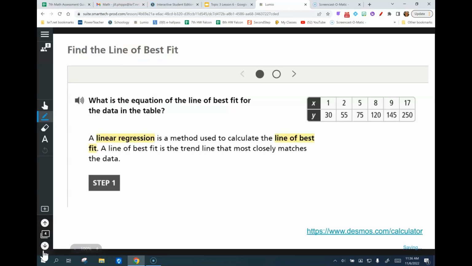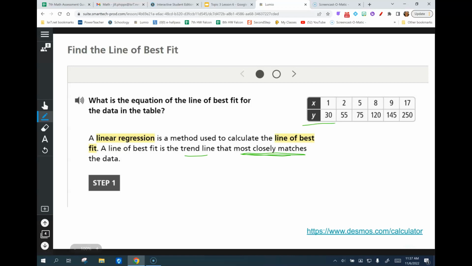So a linear regression is a method used to calculate the line of best fit. It is done with computers and calculators. We're going to do it with Desmos here in just a bit. So a line of best fit is a trend line that most closely matches. And again, back in the old days, we would have just kept getting closer and closer, but now we can use a computer. So that's what we're going to do right now.